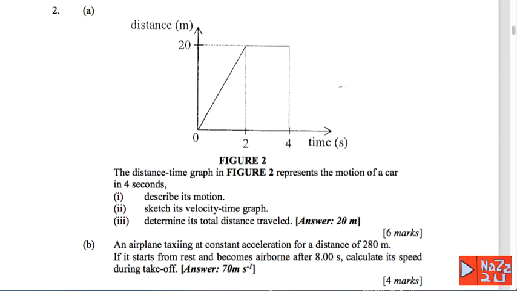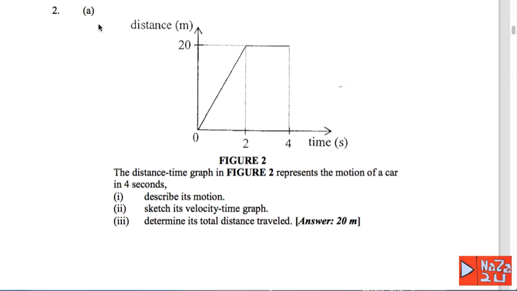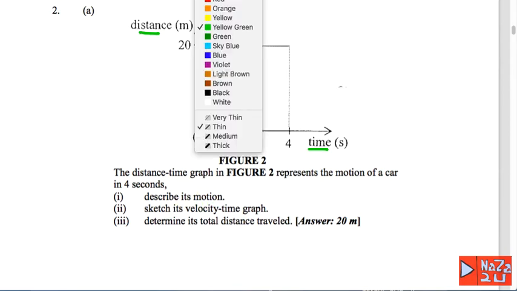Okay, class, look at question number 2a here. We have a graph of distance versus time t. For the distance graph, figure 2 represents the motion of a car in 4 seconds. Describe the motion of the object.